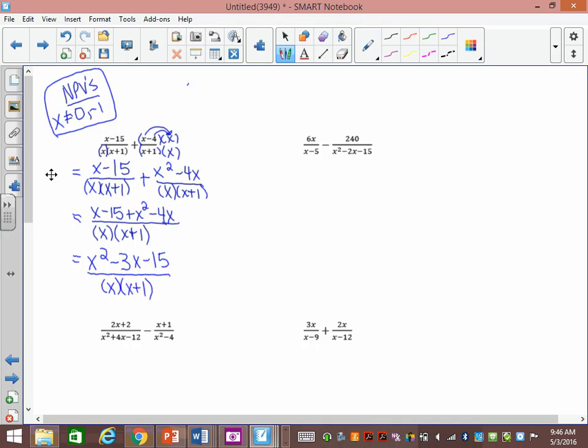Is there anything else I can do? Factor the top, right? We need to check. Sometimes you can't actually factor it. This one you can. What times what gives me negative 15 and adds to give me negative 3? It's going to be, no, it doesn't work, does it? I think this was a 2, because then it would be 5 and 3. 15 and 1 doesn't work. 5 and 3 doesn't work. We're good. That's all it can do. You actually can't factor.